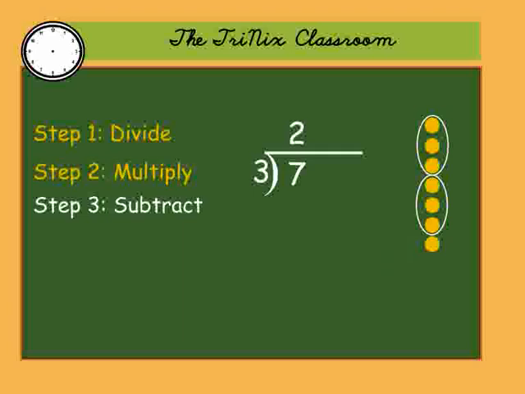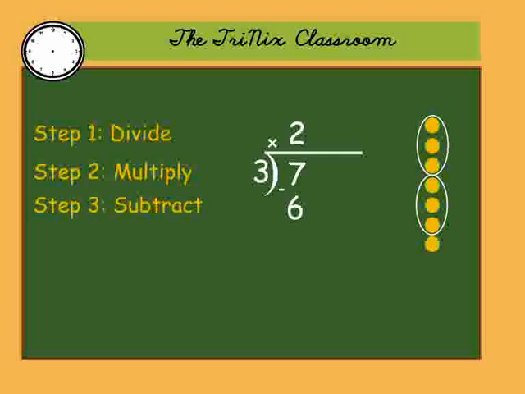Now we move on to step 2, multiply. We are going to multiply the divisor by the quotient. 3 times 2. And the answer is 6. When we multiply the divisor by the quotient, the answer goes below the line. Then we move on to step 3, subtract.